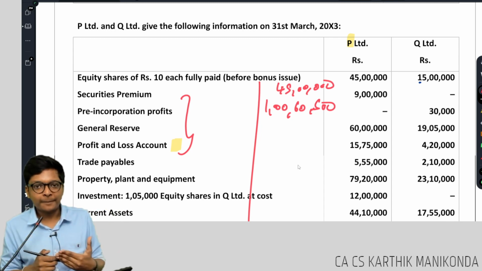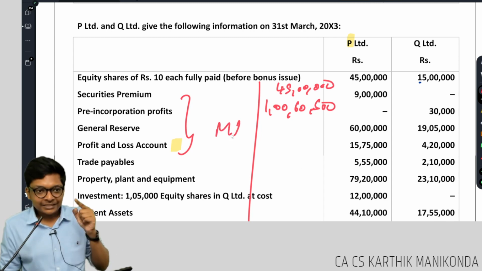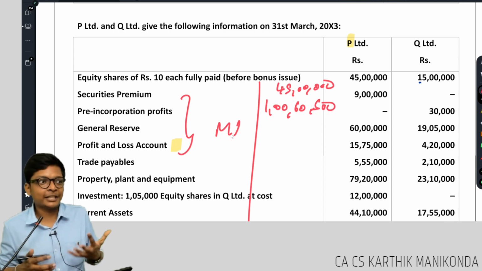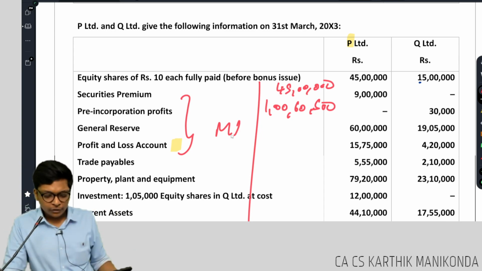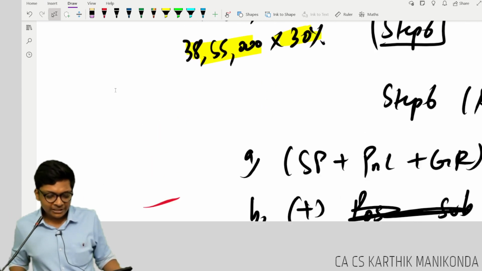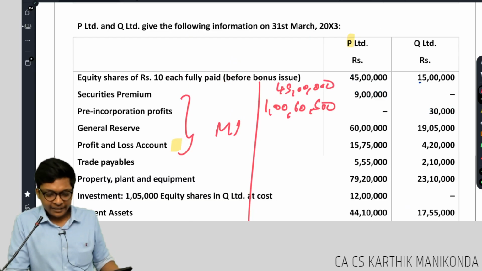Will anything else come? Minority, who will write? Minority interest will come up. That's another common thing that we forget, and then we search why the balance sheet didn't tally. So for minority, go to your working notes. You already computed it. How much, guys? 11 lakh 56,500.